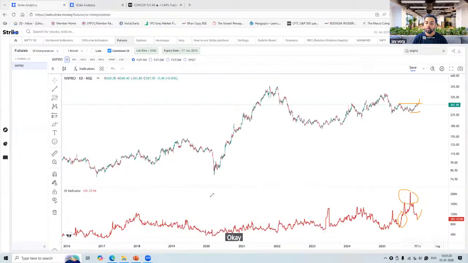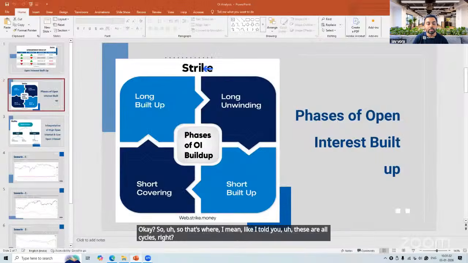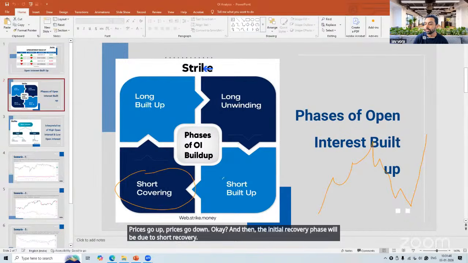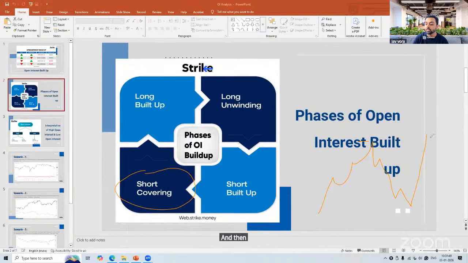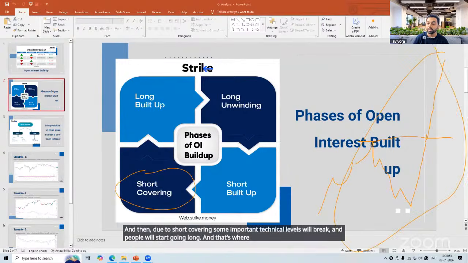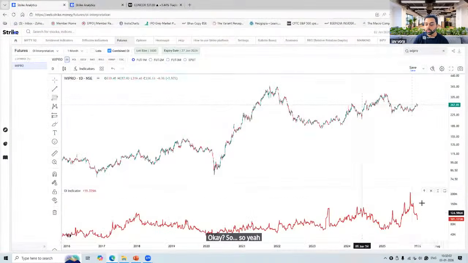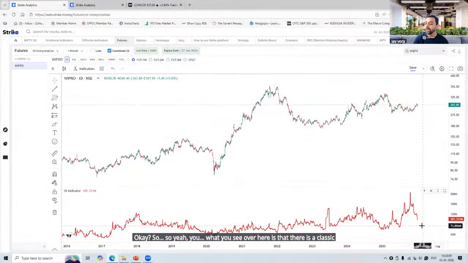So that's where, like I told you, these are all cycles, right? You need to catch it over here. Then prices go up, prices go down. And then the initial recovery phase will be due to short covering. Due to short covering, some important technical levels will break and people will start going long. And that's where this becomes very rewarding. So what you see over here is a classic short covering rally that is playing out.